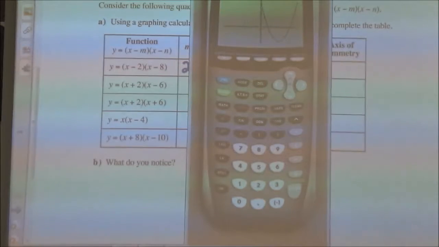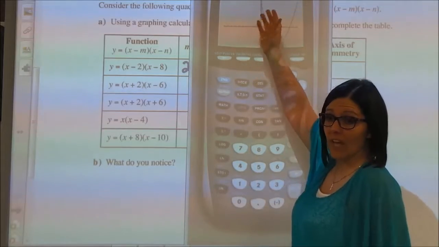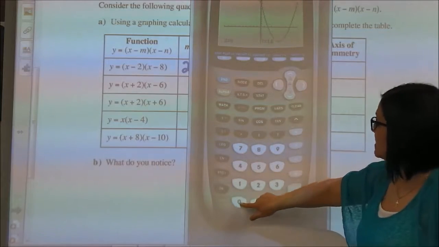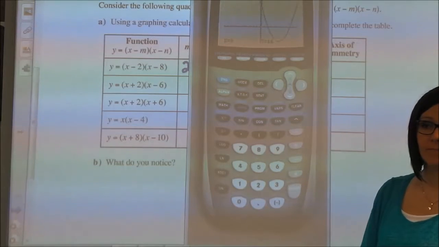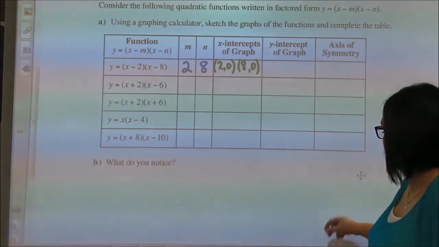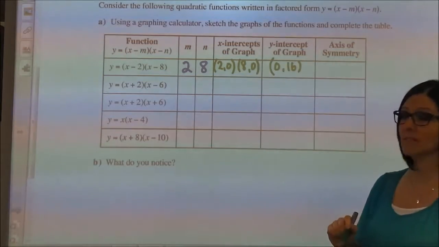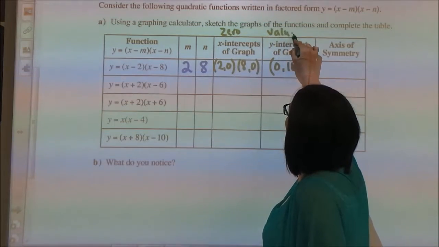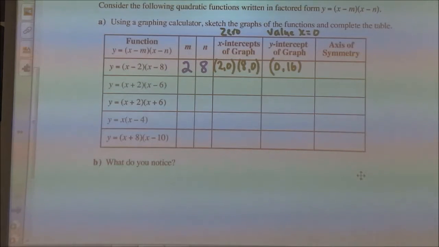What do we know about the value of x along this line? What are my coordinates? The x is equal to 0. So this time I can press the trace button, x equals 0, and then press enter, and what do I get? Y equals 16. So the y-intercept is (0, 16). This is the value where you let x equal 0. And then we have the axis of symmetry. What is the axis of symmetry?